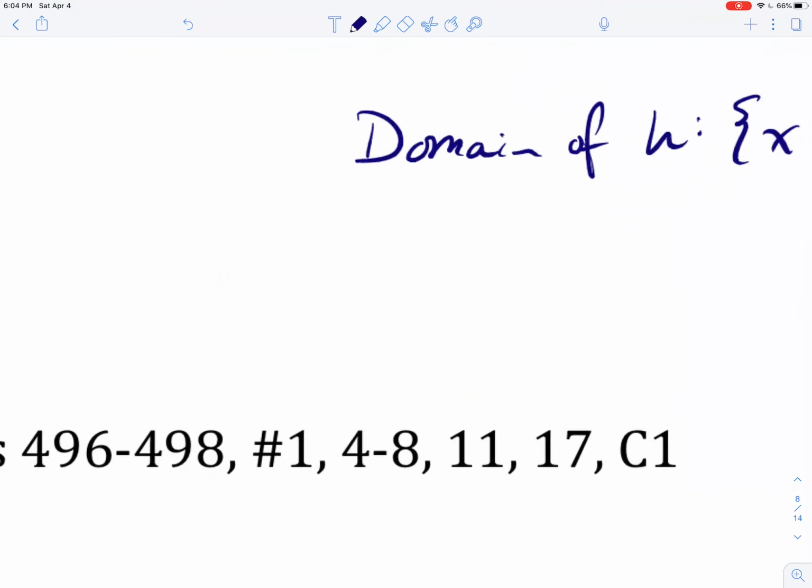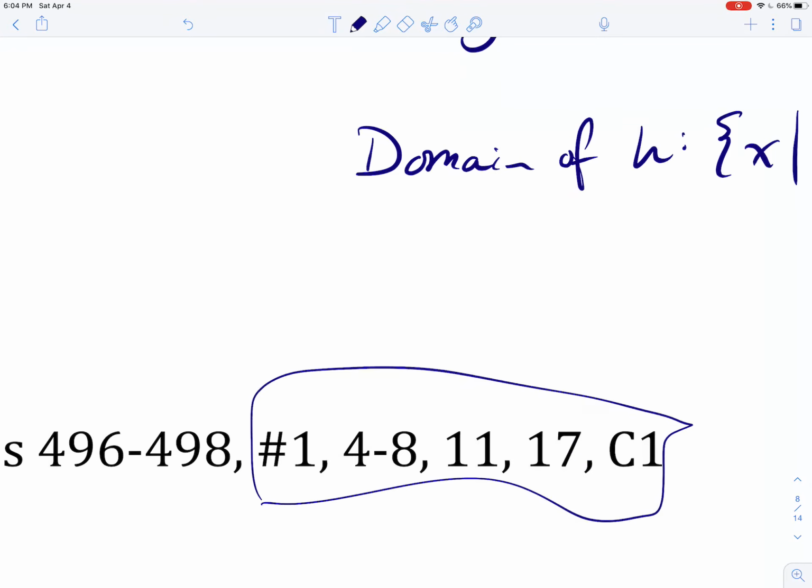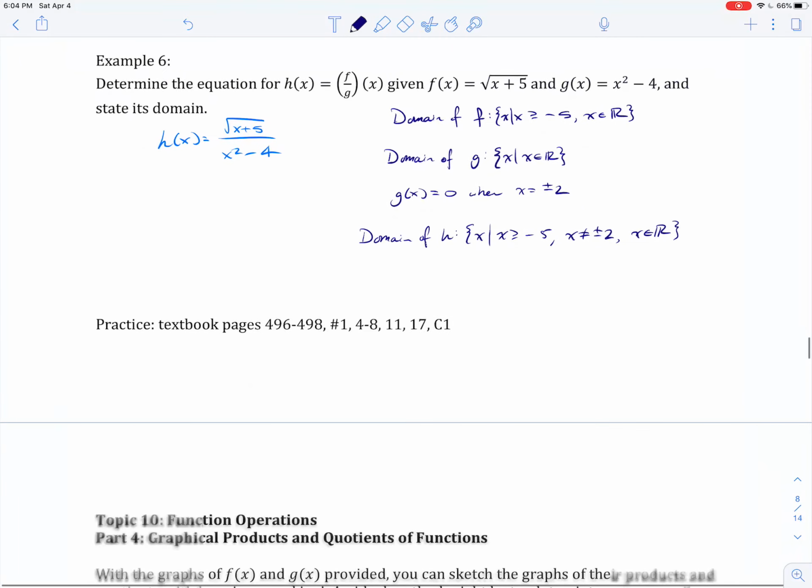There is some practice work. Do try these concept questions. They're pretty cool. Really try all of them. And as usual, please let me know if you have questions or comments or concerns.